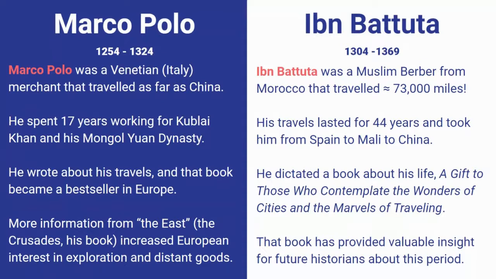So they're just coming out of it and now starting to become interested in distant people and distant goods. Ibn Battuta is next to know. He was a Muslim from Morocco. Like I said, he travels a huge distance over 44 years, takes them all the way from Spain and Mali to China. He wrote a book, which I had to put the name of because the name is awesome: A Gift to Those Who Contemplate the Wonders of Cities and the Marvels of Traveling.